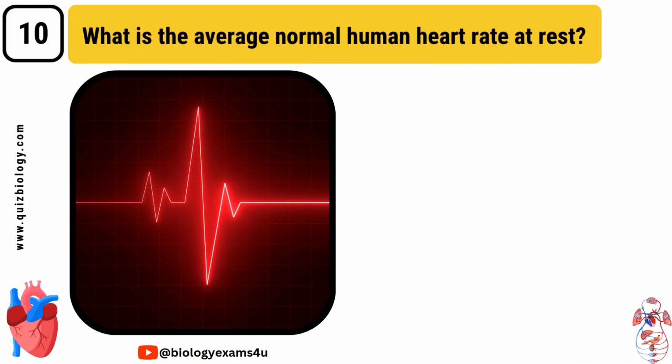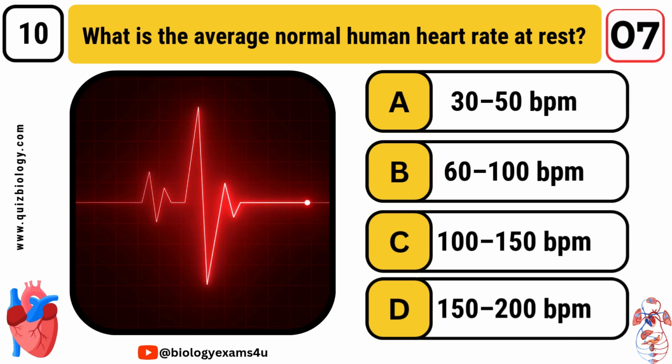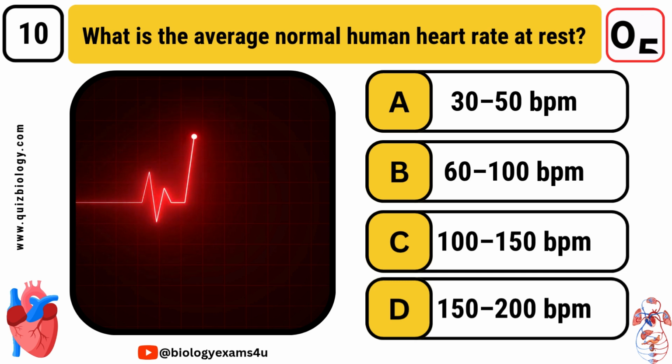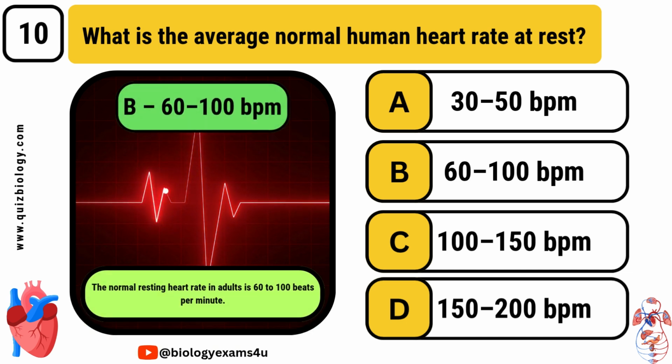What is the average normal human heart rate at rest? 30 to 50 beats per minute, 60 to 100 beats per minute, 100 to 150, 150 to 200 beats per minute. It is 60 to 100 beats per minute at rest.